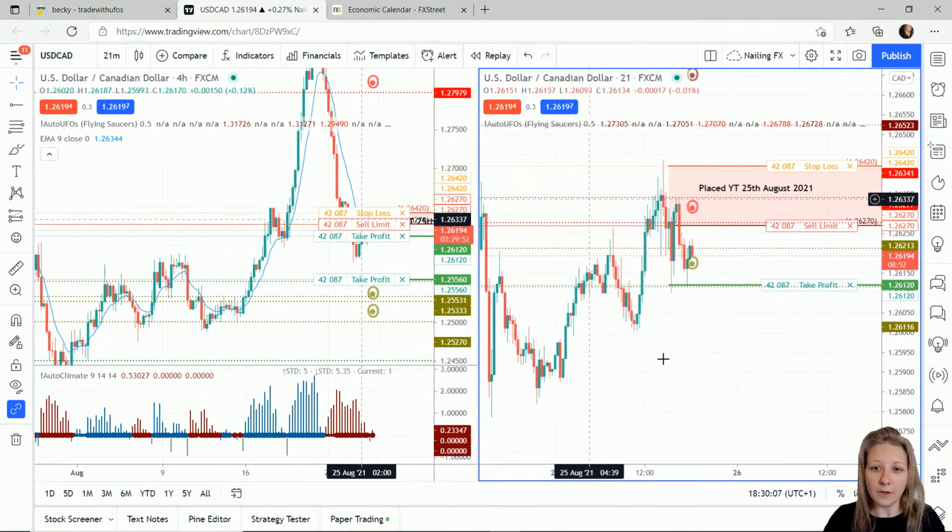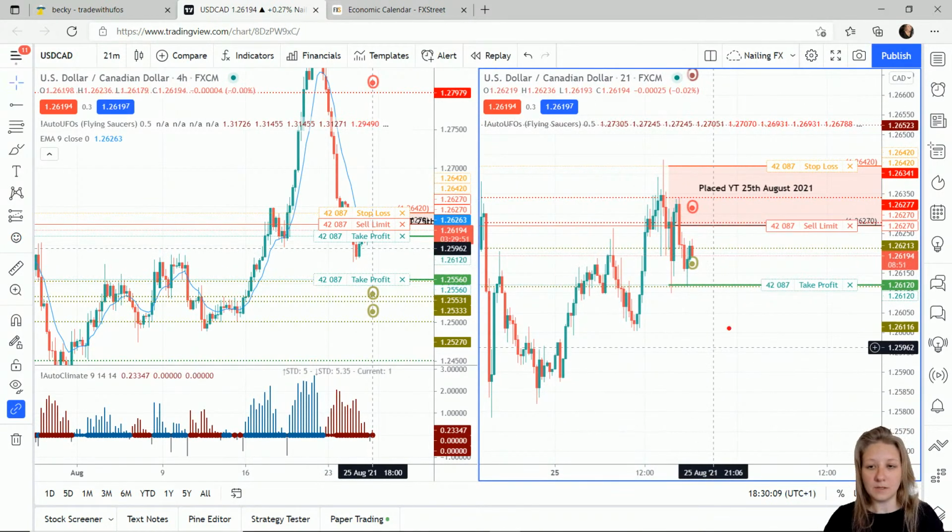So looking at this here, the numbers that the UFO gave us was 1.26277. I just rounded that down to 1.2627. That's the entry. Rounded it to the closest pip downwards because it's a sell order. The buy order is our stop loss. So our stop loss, I'm using this number, which is 1.26341. I've rounded it up to its closest pip, which is 1.2635. I round it up because it's a buy order. 1.2635.